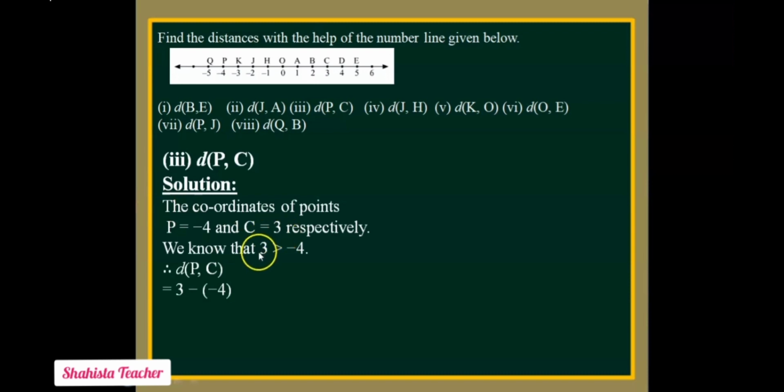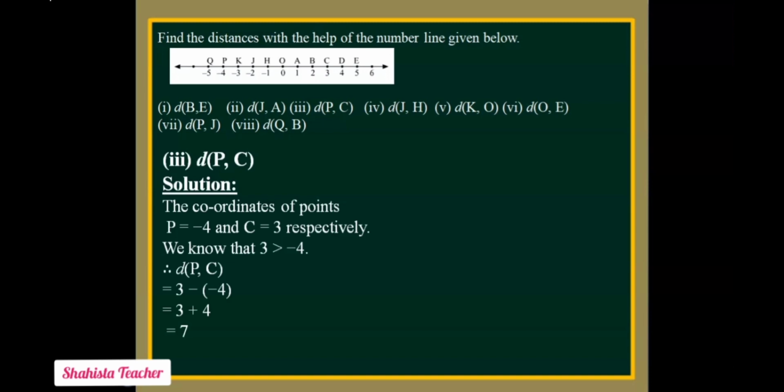The number which is greater, we write first. This sign is for distance; for calculating distance we use the minus sign. The value for P is -4, so keep that -4 inside the bracket. Now 3 minus into minus becomes plus. So 3 plus 4 gives us 7. So the distance of P comma C is 7.